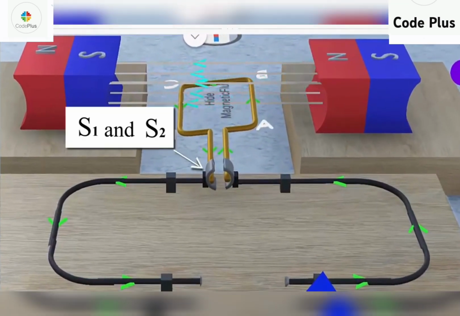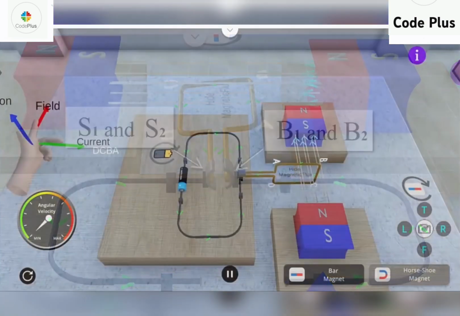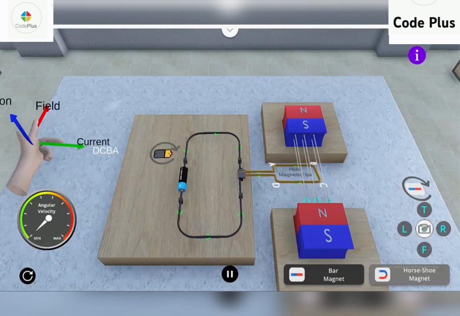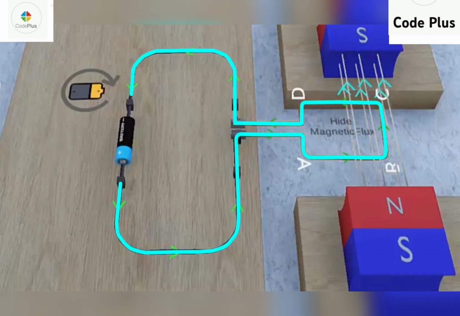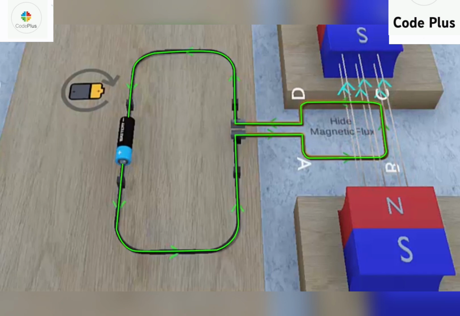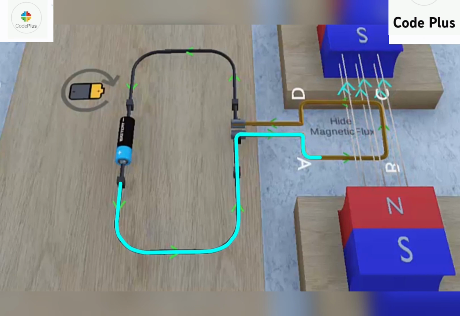Now, S1 and S2 touch the carbon brushes B1 and B2. The function of these carbon brushes is to make contact with the rotating rings and through them to supply current to the coil, and also make sure the commutation process remains free from sparks. Now this is connected to the battery across which the entire circuit is connected. Now, depending on the polarity of the battery, the current will flow in this manner.